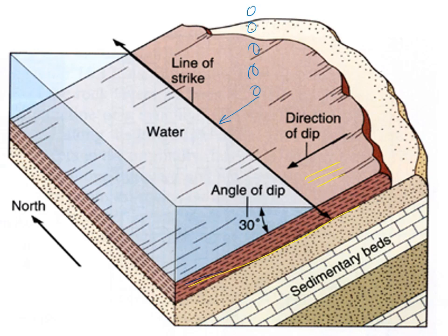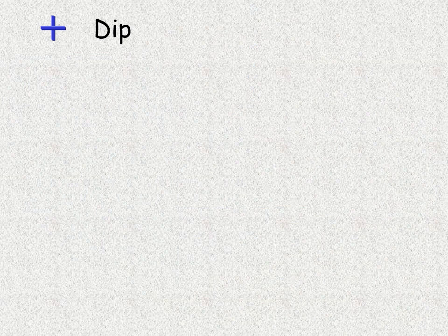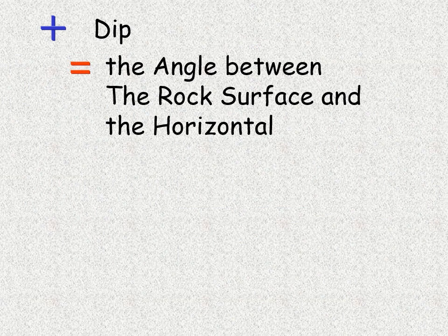Here is the horizontal and here is the rock surface, the horizontal and the rock surface. So the angle, in this case 30 degrees, is the dip. We can define the dip as the angle between the rock surface and the horizontal. The strike is the direction of the horizontal line drawn on the rock surface, and the dip is the angle between the rock surface and the horizontal.